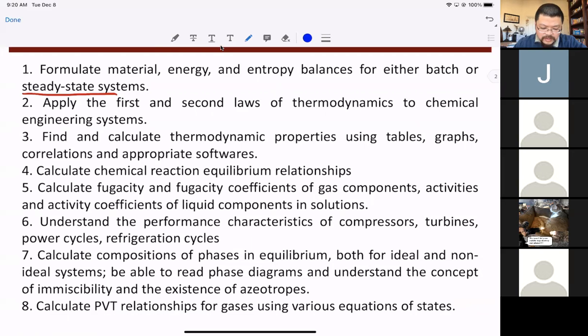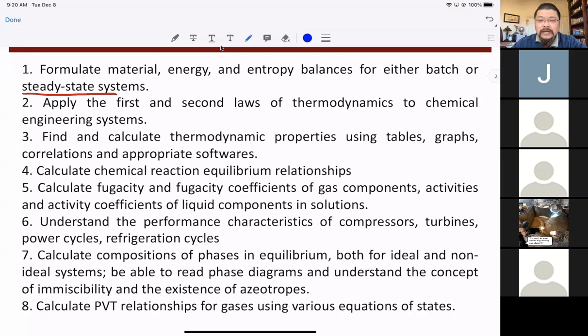So I want to quickly go over all those 8 items to see if we have already covered all those assessments. Number one is we need to formulate the material energy and entropy balance for the batch or steady state system. So this is basically a revisit of Mohi, trying to see that if we are able to set up the equation for our calculation. And as you can see that the steady state here is our main focus for the equation setup.